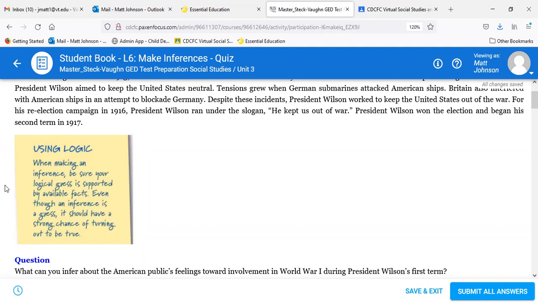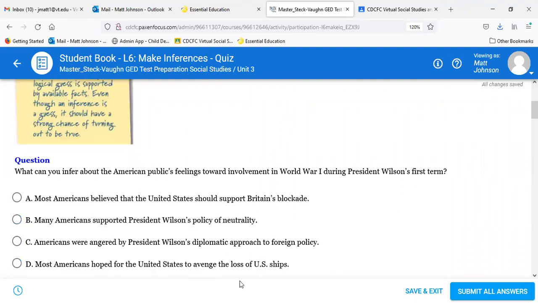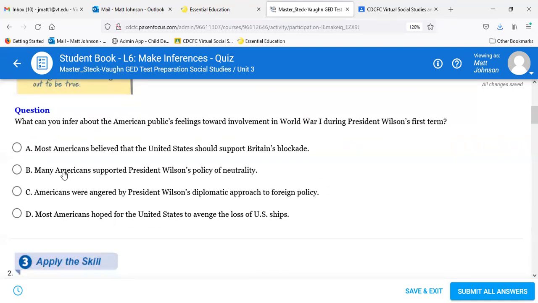So question 1, Christiana, would you like to read question 1 for us? Okay. Question 1. What can you infer about the American public feeling towards the involvement in World War I during President Wilson's first term?